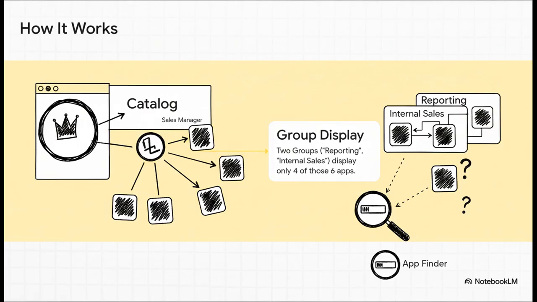So what happens to the other 2? Are they gone? Nope. The user is still fully authorized to use them. They just have to go to the App Finder to launch them. And that is the absolute core takeaway. Authorization comes from the catalog. What you see on the homepage comes from the group.